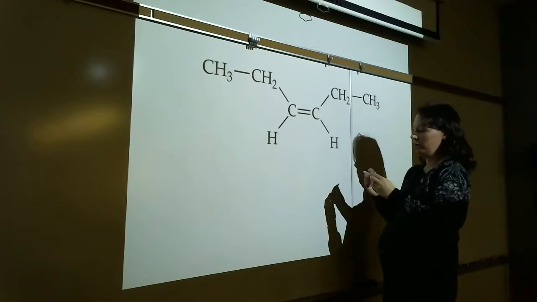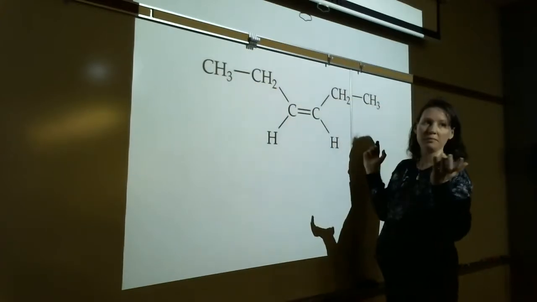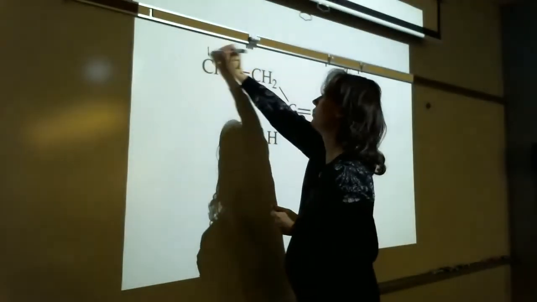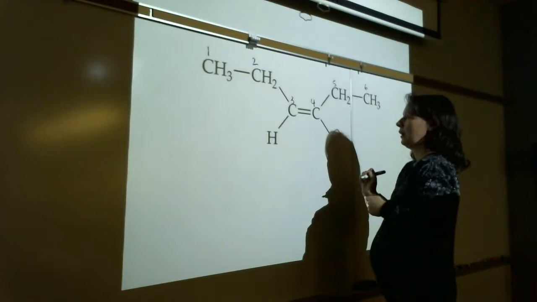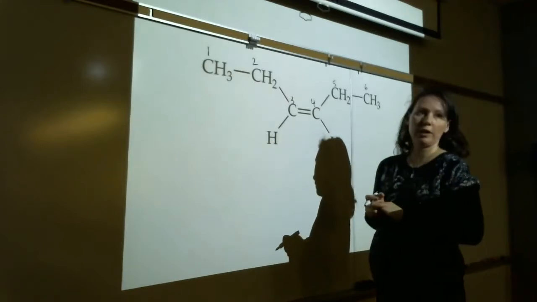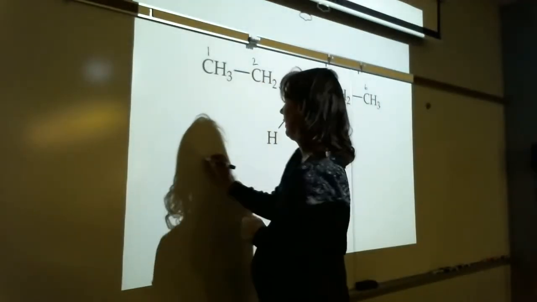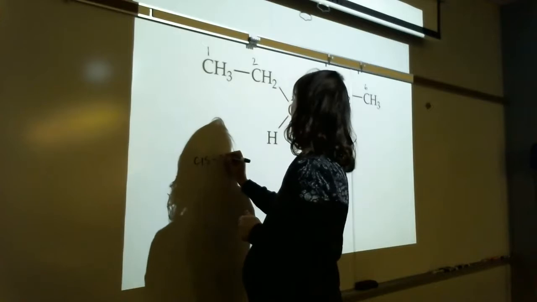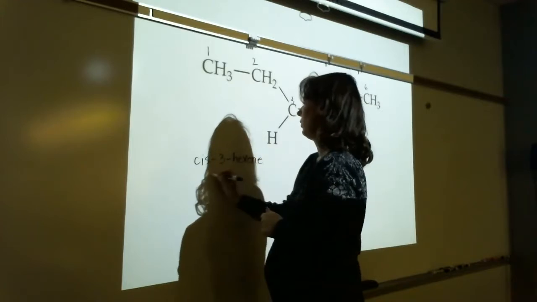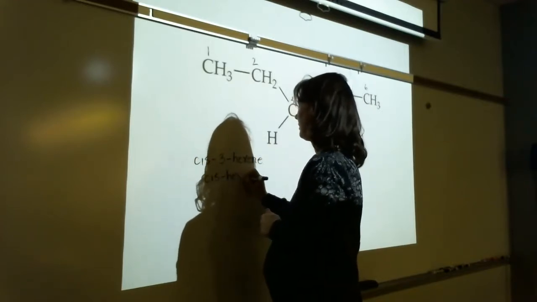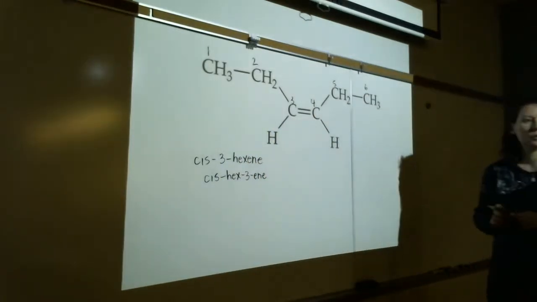So we just need to number whether we go 1, 2, 3, 4, 5, 6, or 1, 2, 3, 4, 5, 6 is irrelevant. Right? So 1, 2, 3, 4, 5, 6. Okay, is this cis or is this trans? This is cis, right? Because the two bulkiest parts are on the same side. So this is cis-3-hexene, right? Or cis-hex-3-ene. Do you agree?